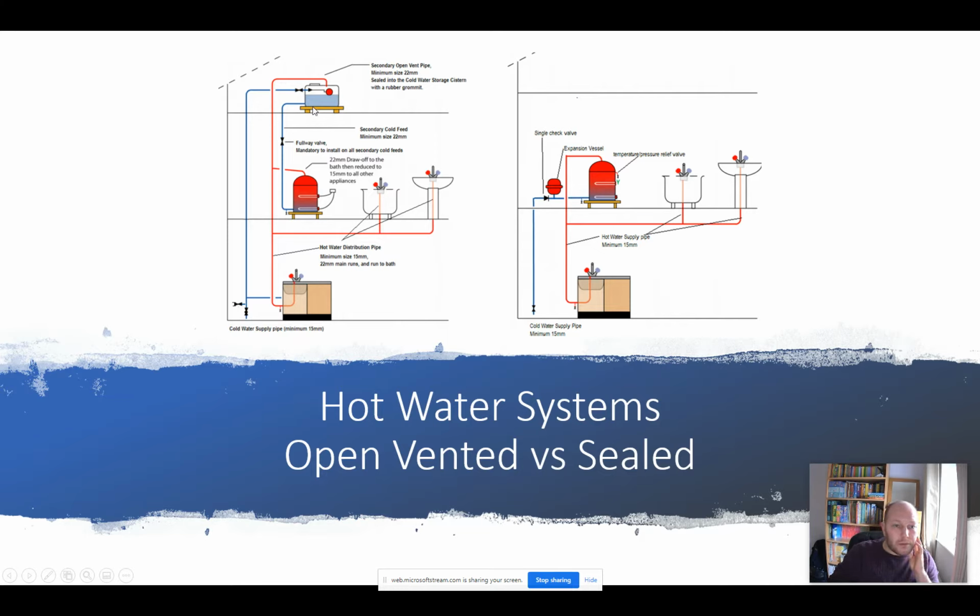And the key differences are that the open vented system would vent to a cold water storage system and be fed from a cold water storage system. The water in the cylinder would be under low pressure, and that's the key things about an open vented system right there. Whereas a sealed system would be fed from the mains and would be delivering high pressure hot water.